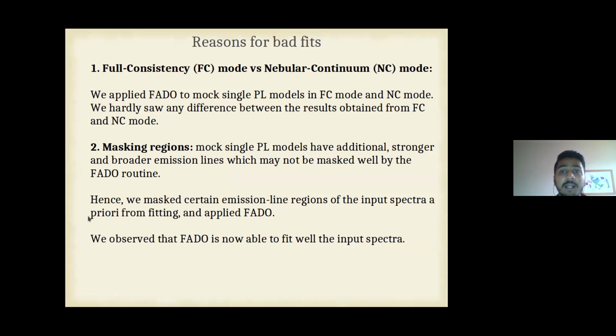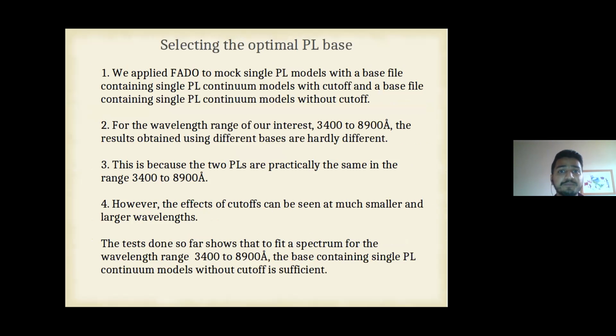And the first test was, there are different modes in Fado. One is full consistency mode, another is the nebular continuum mode. We changed the mode and we applied it to the same set of galaxies, and we saw no improvement. So probably, I was thinking that, is it because it is not able to scale the continuum, or to self-consistently produce the lines based on the continuum? But that was not the case, and certainly, as suspected, it was because of the masking. And we masked certain regions. After masking, we ran Fado, and it was able to fit the high velocity models well again.